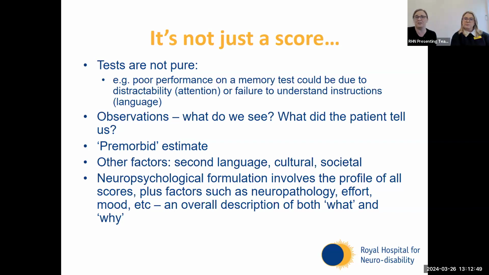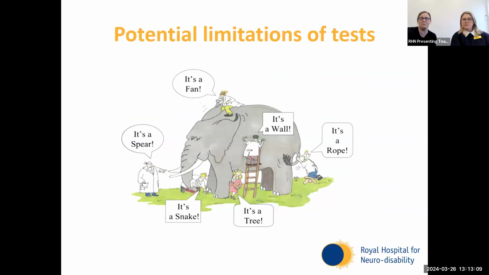So, for example, the example we've given there is that poor performance on a memory test may not be because the patient has impaired memory. It could be that they were so distractible that they weren't paying attention in the first place, i.e. it was an attentional problem. It could be that they didn't understand the instructions. So it could be a language problem. So those are just a couple of examples, but we want to illustrate, I'm going to jump to the next slide and then come back to this one, the potential limitations of tests.